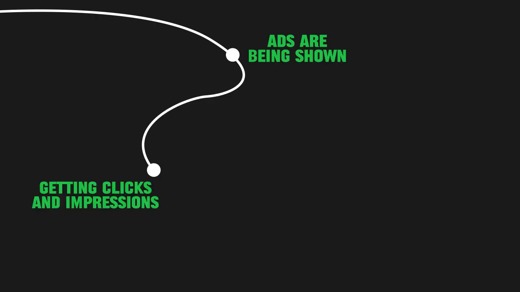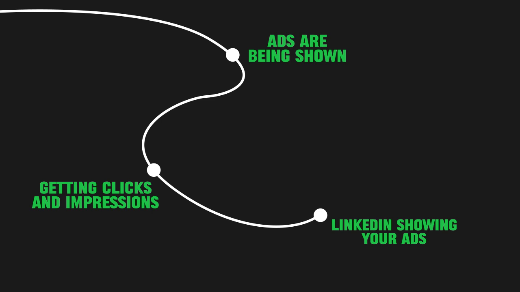I have a framework that I'd love to share that I think works time and time again as a way to control your LinkedIn ad costs while producing maximum results. Step one is starting with automated bidding, usually for the first 7 to 10 days. This ensures that your ads are being shown, that you're getting some clicks and impressions, and that LinkedIn has started to get used to showing your ads.